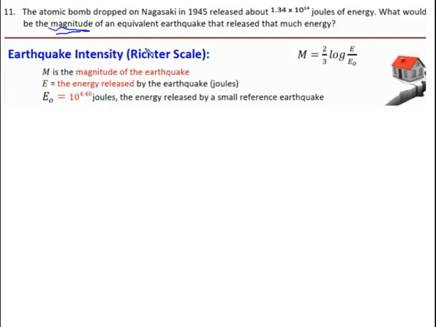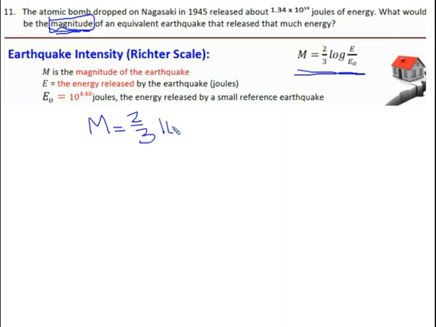So we're going to use the earthquake intensity Richter scale, this little formula right there. Again, I tell you what each piece means. I want you to be able to use this information as well as the information in the word problem to answer the question. So M is the magnitude of the earthquake. Notice how that's what we're trying to find, so we'll just leave that as M.